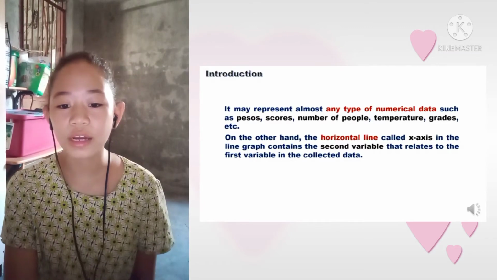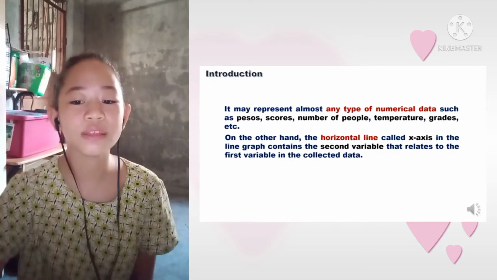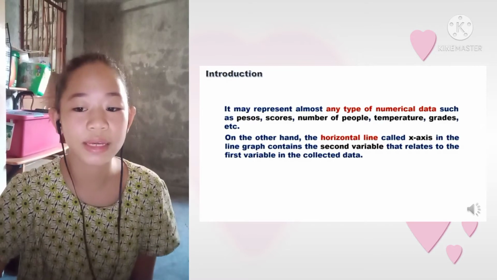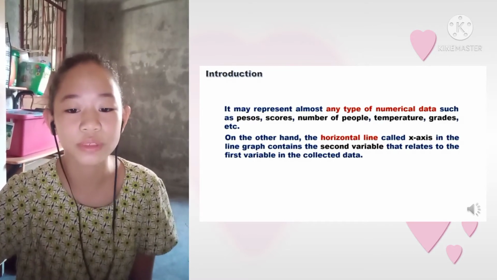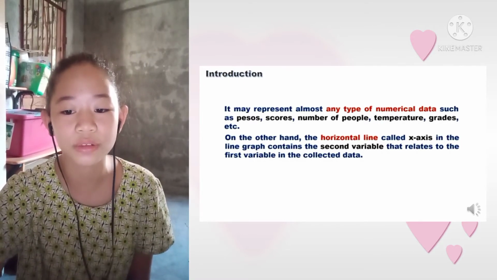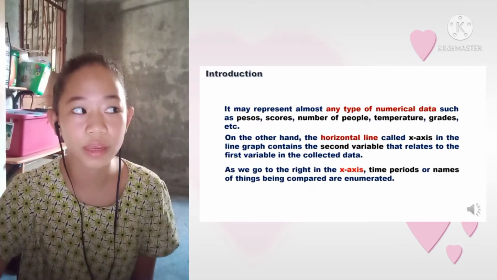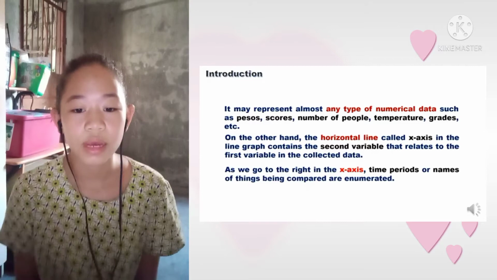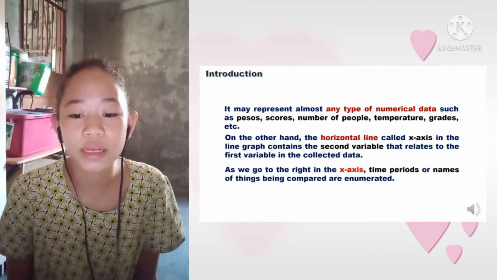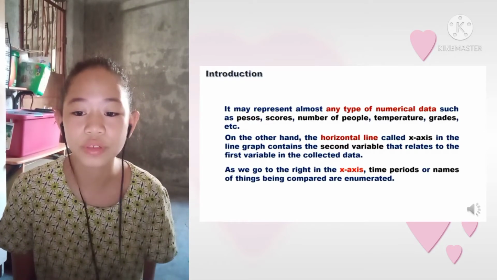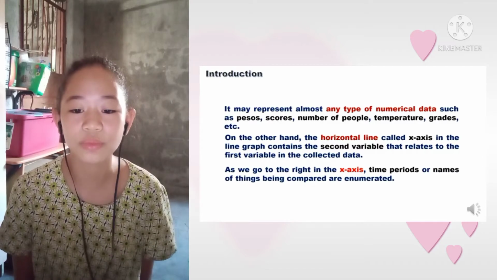On the other hand, the horizontal line called the x-axis in the line graph contains the second variable that relates to the first variable in the collected data. As we go to the right on the x-axis, time periods or names or things being compared are enumerated.